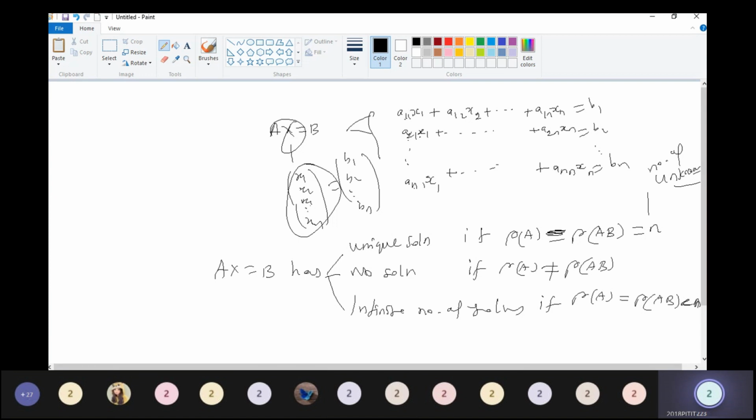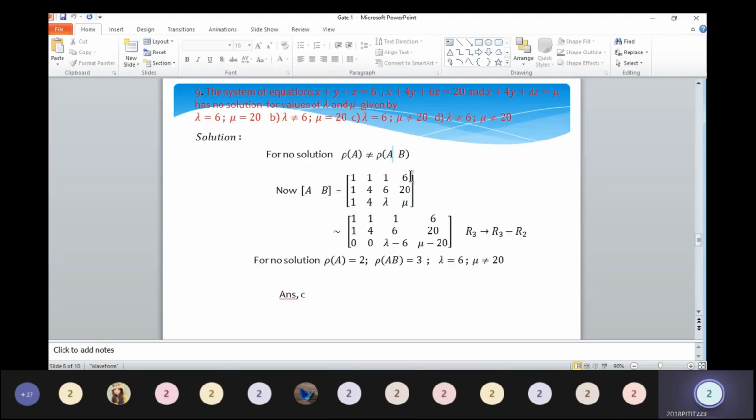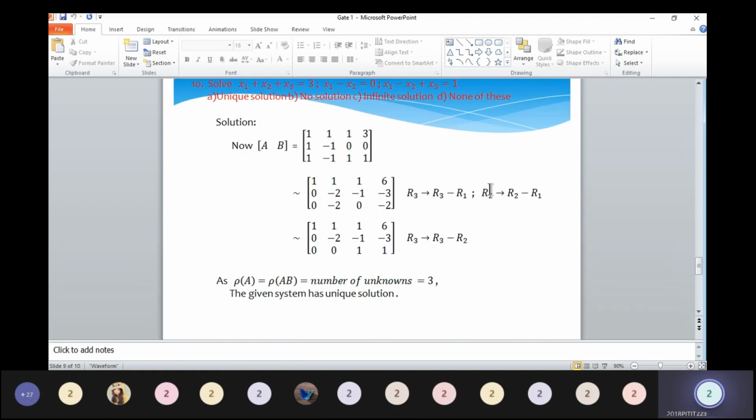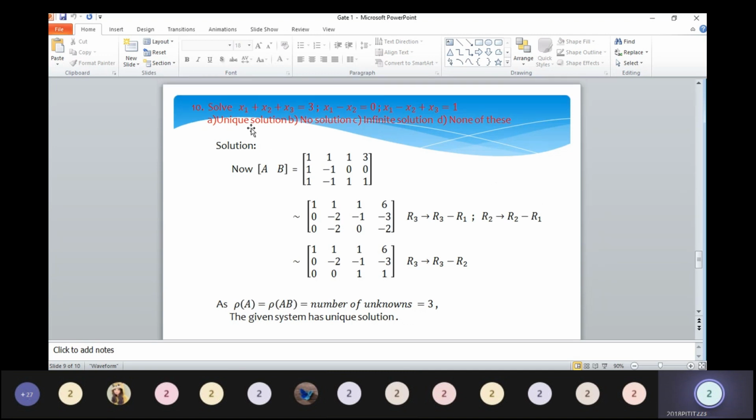The problem is, I think, the ninth problem and the 10th problem. Both are system of equations problems. So first we will see the easiest one, the 10th one.